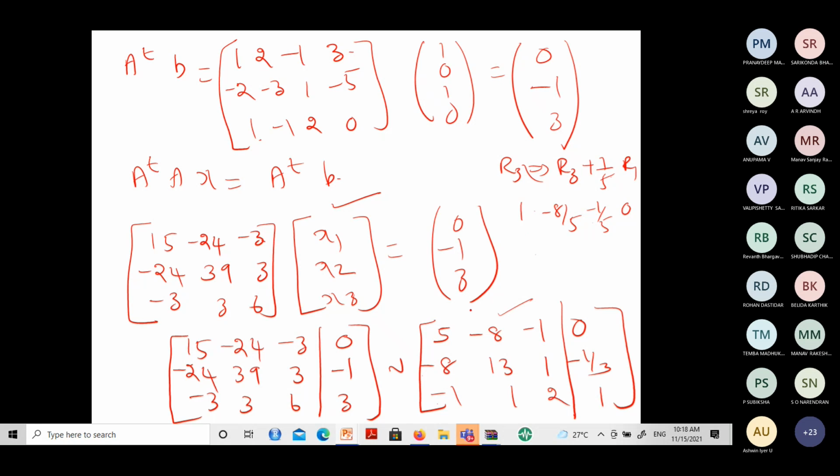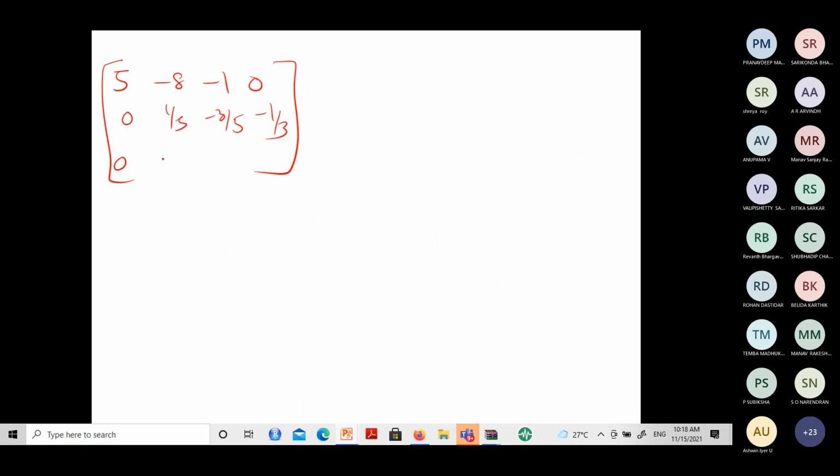So what I have done? I am dividing this entire first row by 5. Third row I am taking as such. 0, minus 3 by 5, 9 by 5, 1. Okay, next. What should be made 0? This has to be made 0, right?